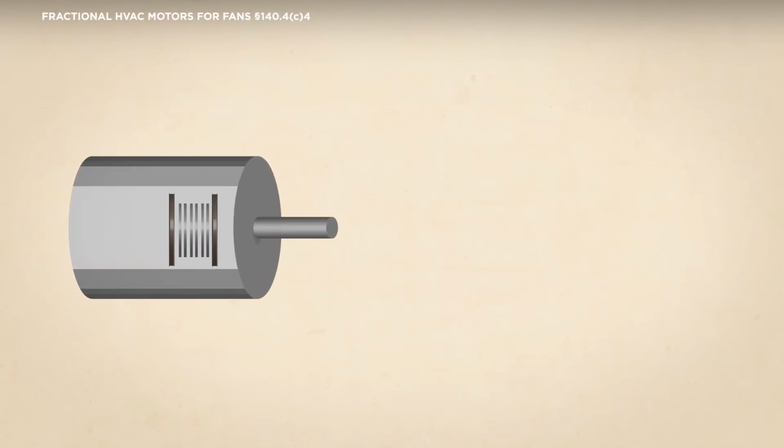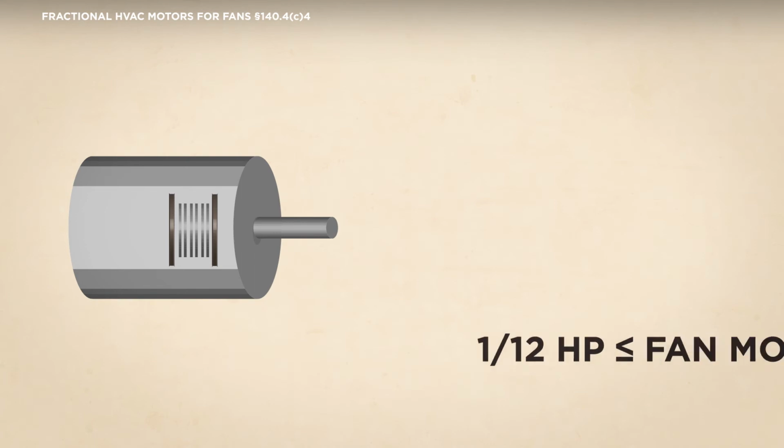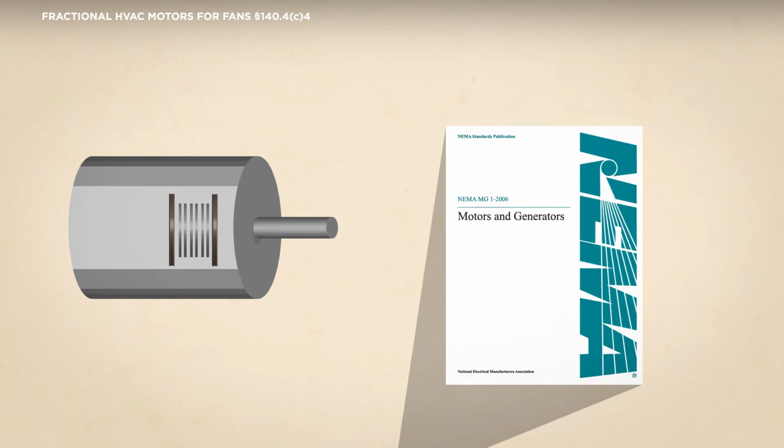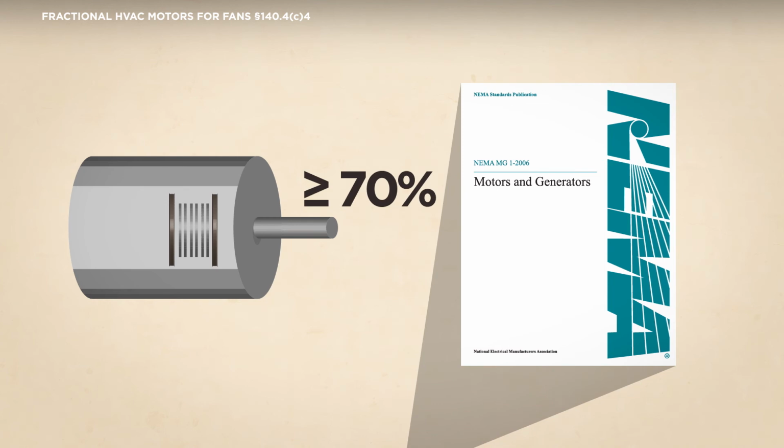Now let's review the requirements for HVAC fan motors. HVAC fan motors that are equal to or greater than 1/12 horsepower and less than 1 horsepower must either be electronically commutated motors, also known as ECM motors, or meet the following requirements. 1. A minimum motor efficiency of 70%.